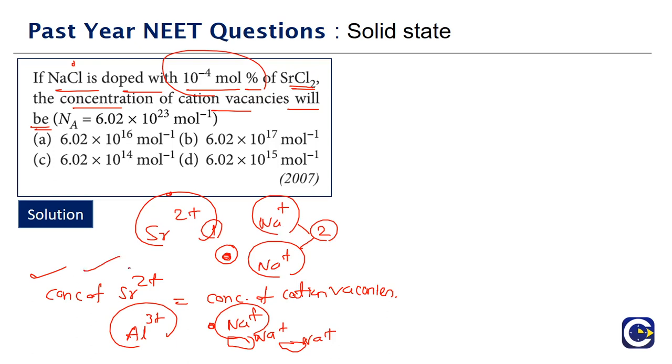So this is the conclusion. Concentration of strontium 2 plus is equal to what? Concentration of cation vacancies. But what does this concentration of strontium 2 plus mean? They are giving it to us in terms of what? Mole percentage.